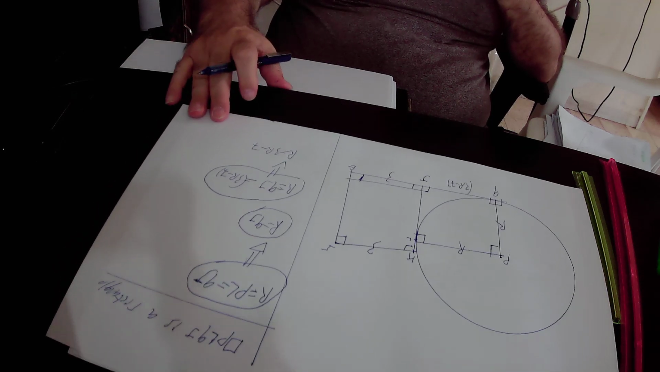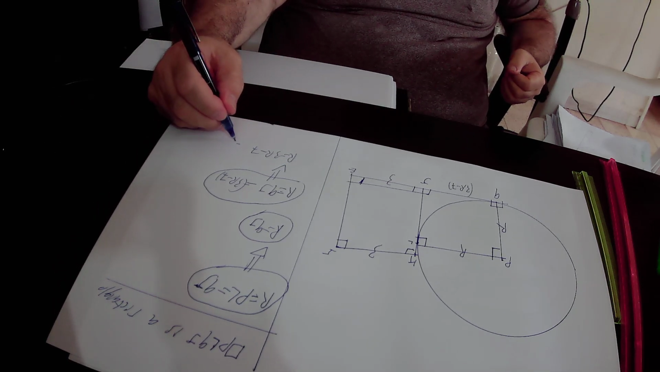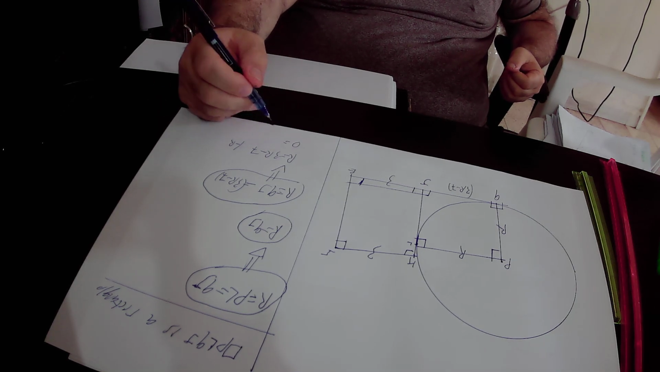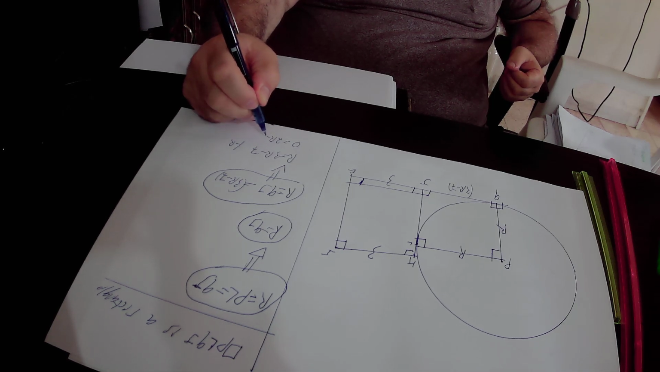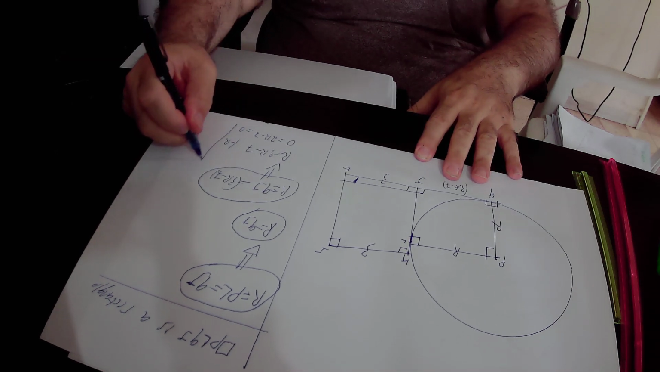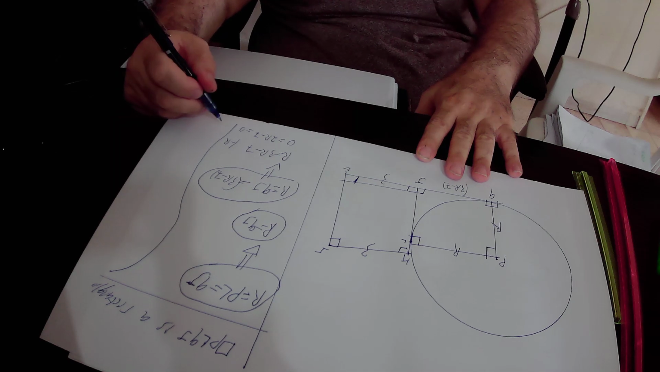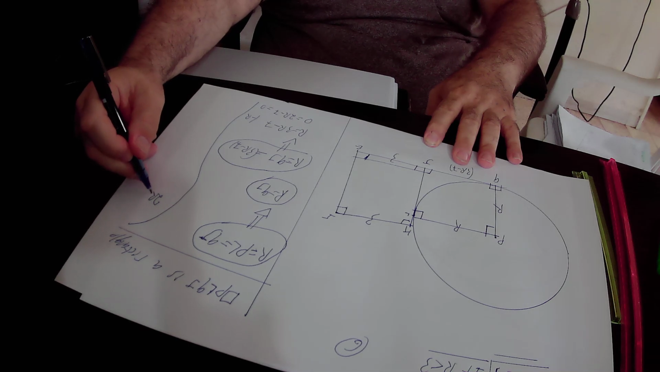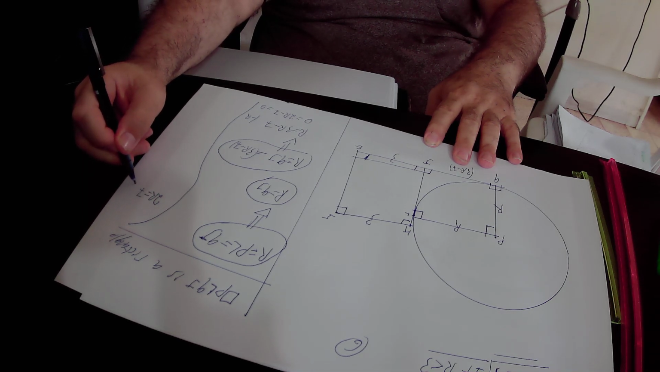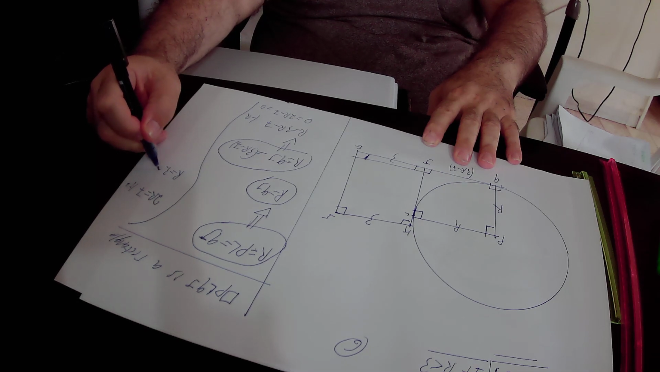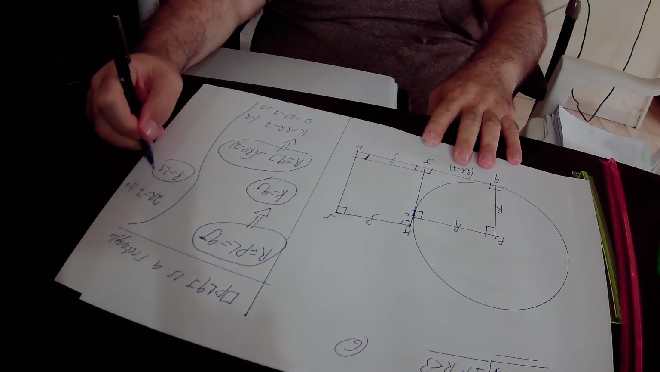Here we subtract R from this equation and we get that R minus R is 0, 3R minus R is 2R minus 7 equals 0. So here we will add 7 to this equation and we will get that 2R equals 7. Here we will divide this equation by 2 and we will get that according to this equation R equals 7 over 2, that is 3.5 units.